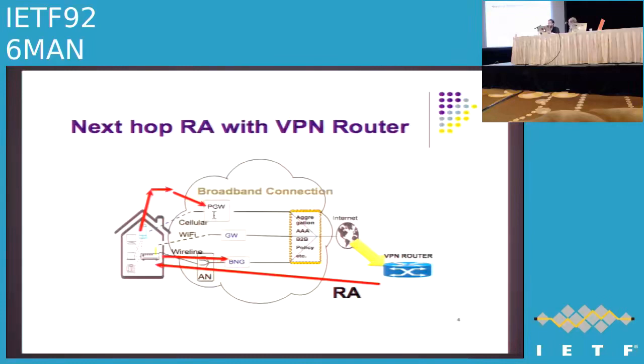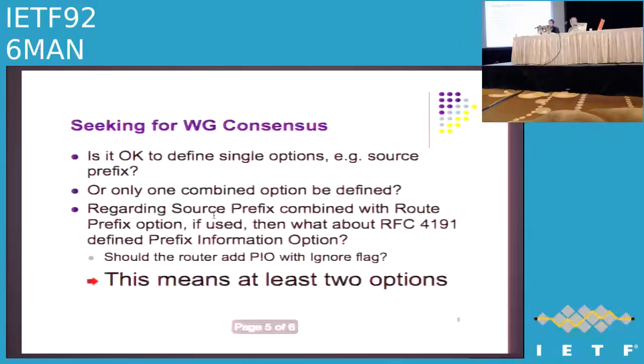So if the VPN router can configure the host with the next hop addresses of these routers, BNG, gateway or P-gateway, for all the interfaces of the host, either with a single RA or several RAs over different interfaces, then we're not going to need to install so many host routes on the host. That's really the main idea. Next slide.